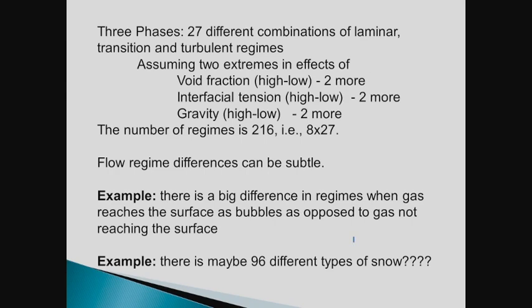Well, let's try 3 phases. 3 times 3 times 3 is 27, and then you have 2s for the other factors. So you could potentially have 260 different types of flow regimes. What this is really trying to tell you is that there are huge variations in nature. Huge variations in nature.